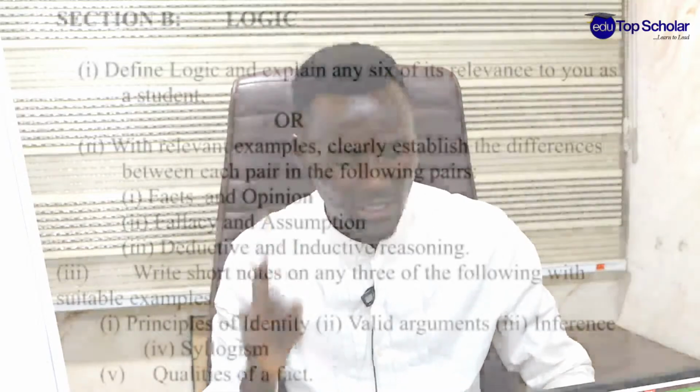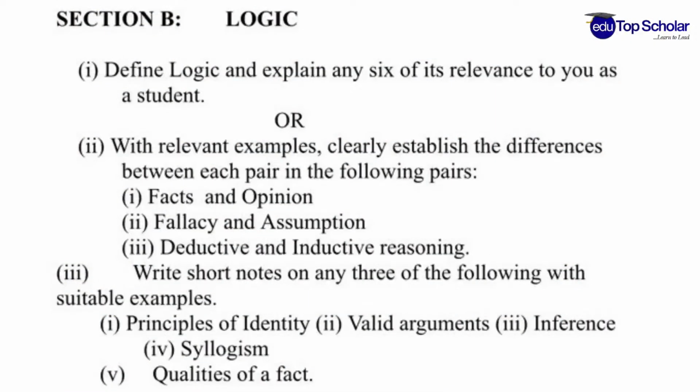For example, if I say Mr. John is a rich man, if Mr. John is a rich man is true, then it is true. We cannot say Mr. John is a rich man and now say Mr. John is also a poor man. It's not possible. So, principle of identity or law of identity states that when a statement is true, then it is true.